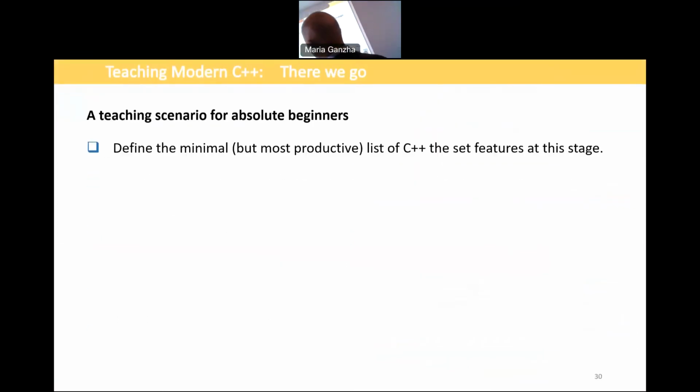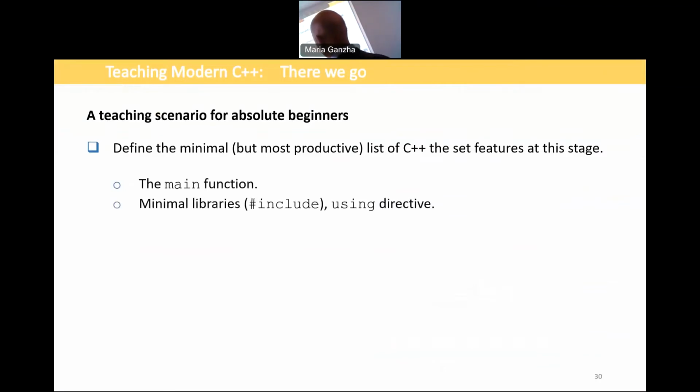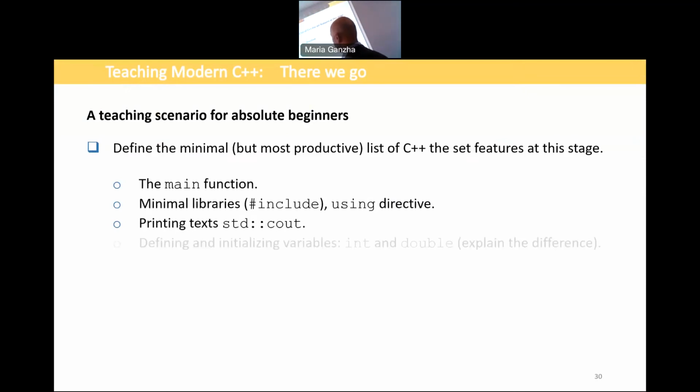So what is the minimal list of features? Main function, certainly minimal libraries, include and using directives. They need to use it, maybe not understand everything from the very beginning, but how to use it. Print text and values, cout, define and initialize variables from the very beginning. We just put stress on initialization of objects. So usually we start with text and int and double types.